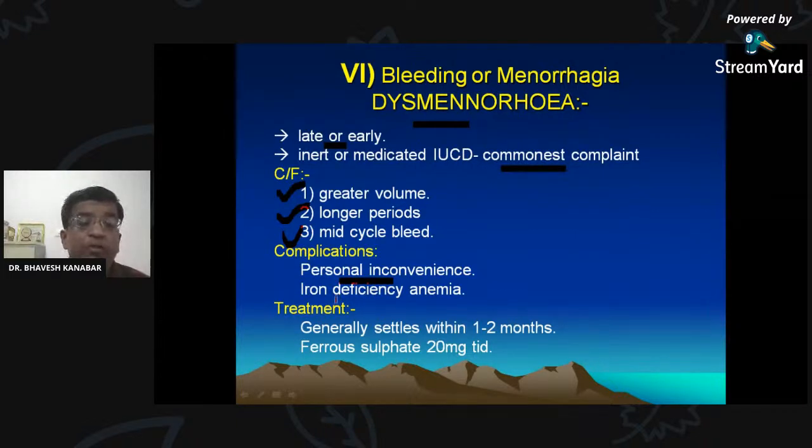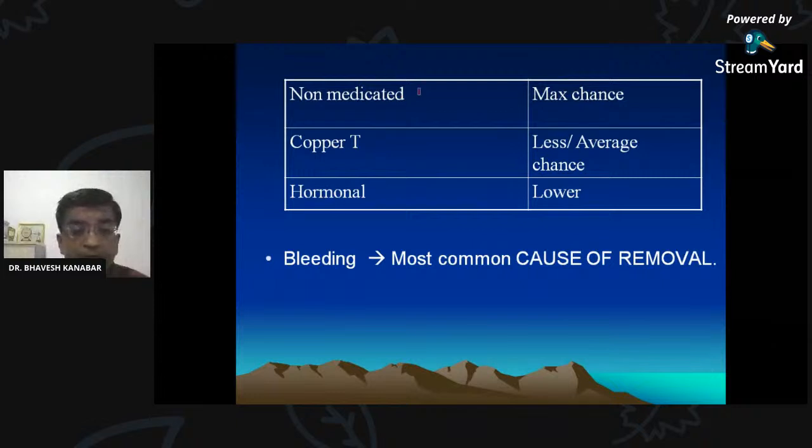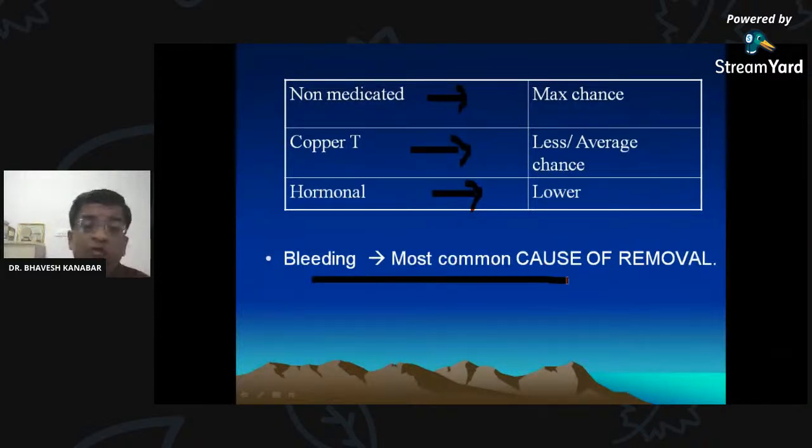And because of the bleeding, iron deficiency anemia. Treatment: generally, it can settle within 1 to 2 months. And as there can be iron deficiency anemia, we can give ferrous sulfate TID. With the non-medicated devices, this dysmenorrhea has the maximum chance. With the copper-containing device, it can be a lower or average chance. And with the hormone-containing devices, it is lowest. And bleeding is also a common cause of removal. So pain and bleeding are the two most common causes for removal of the IUCD.